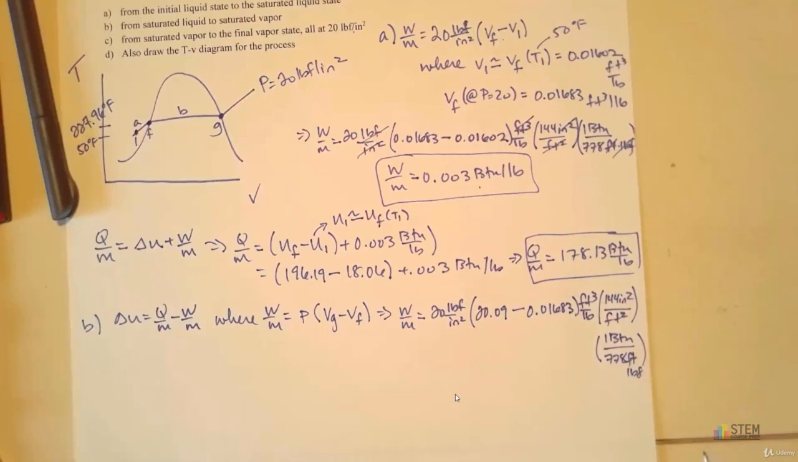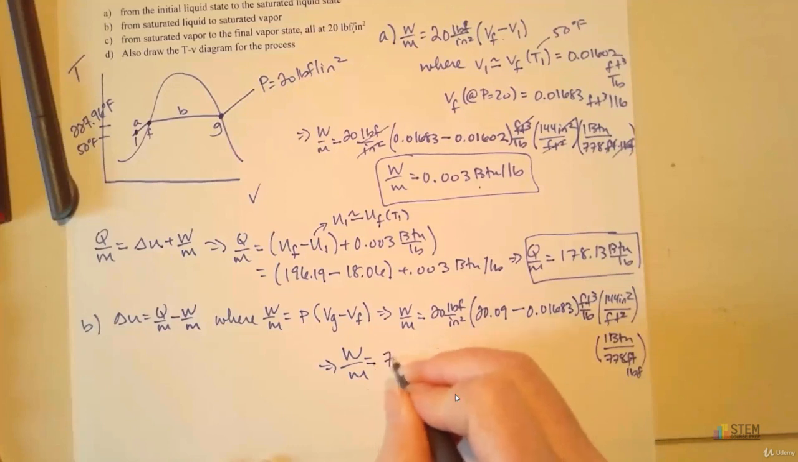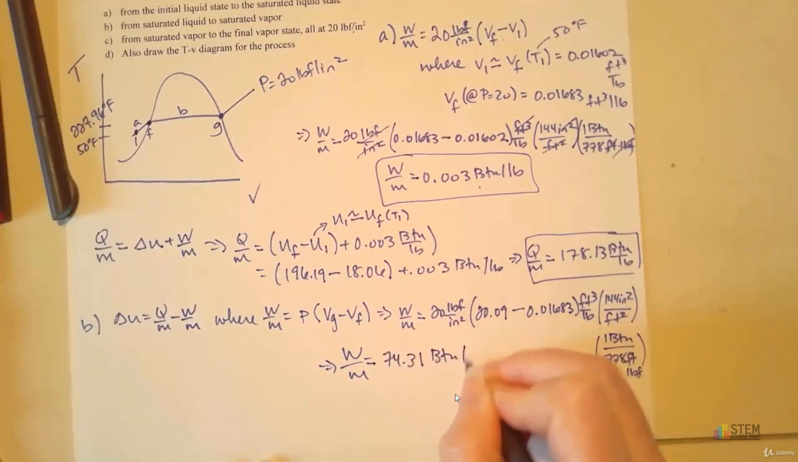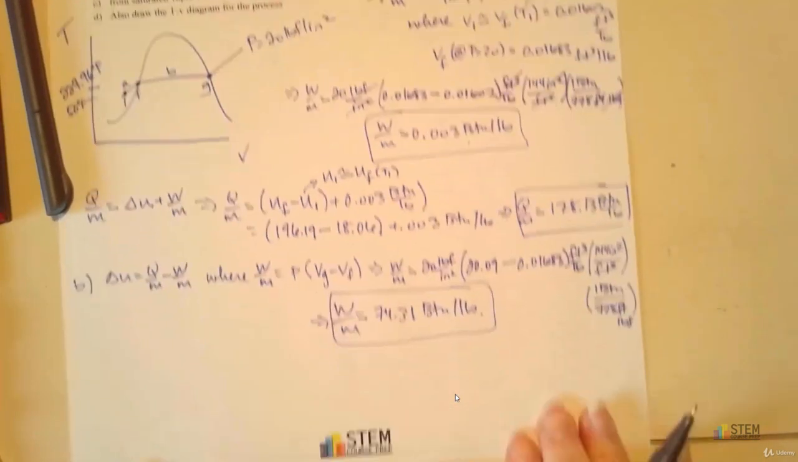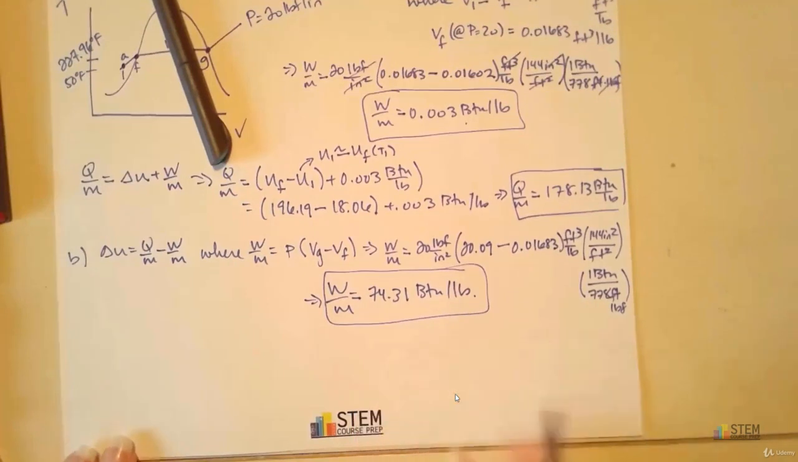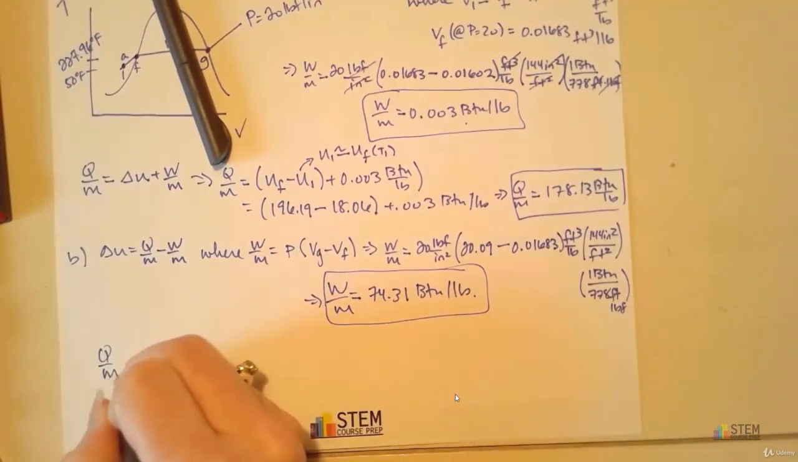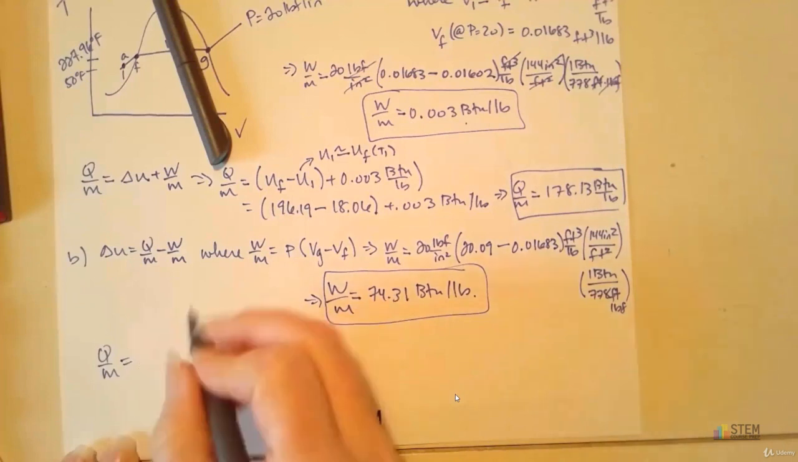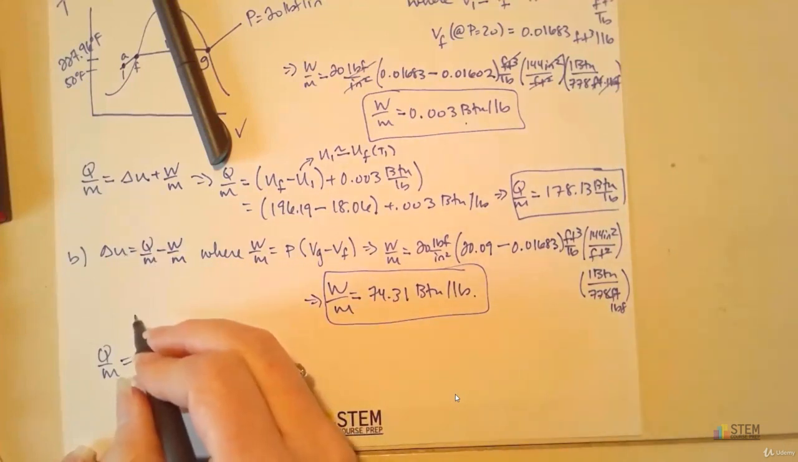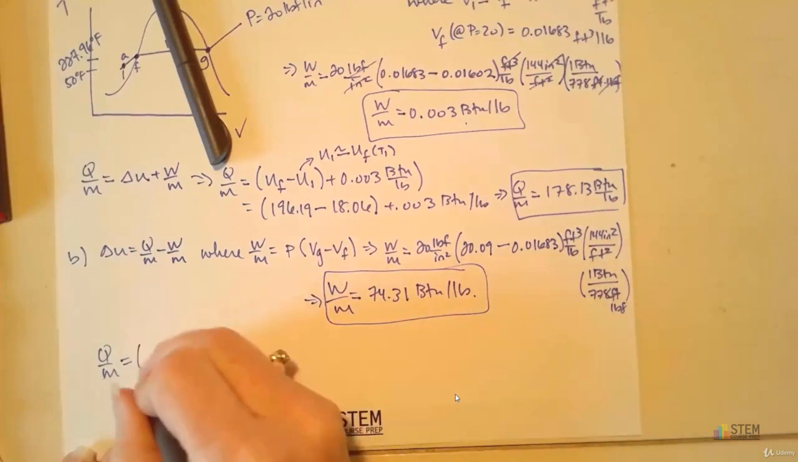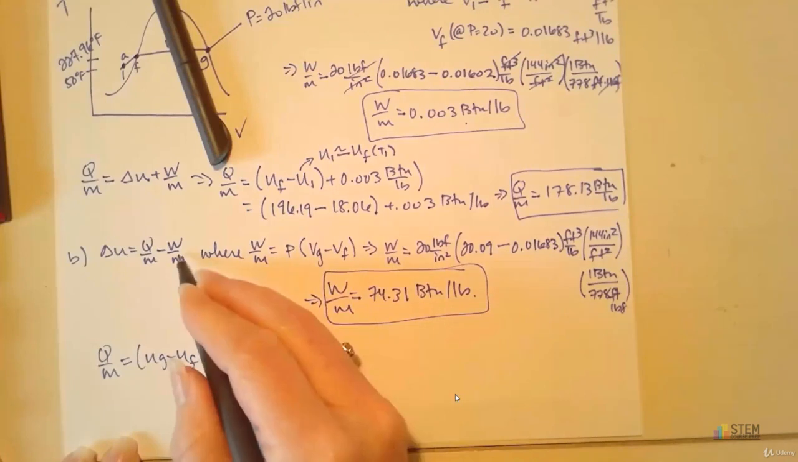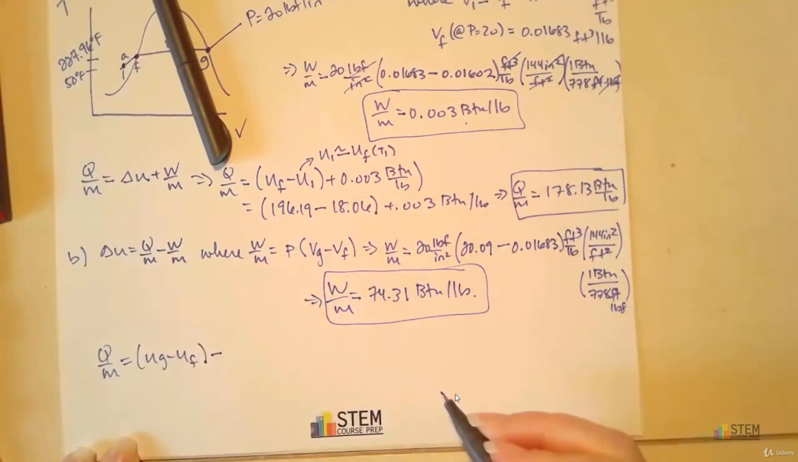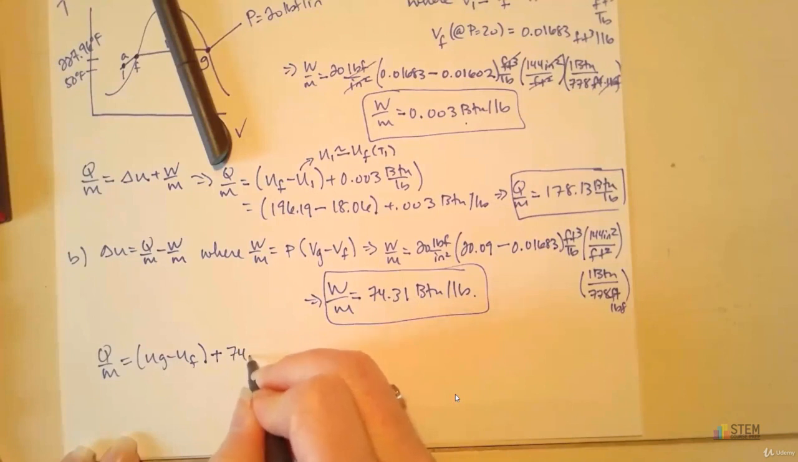Okay, so now you got that. And that'll give you a W over M of 74.31 BTU per pound. And then finally, for this part B, we need Q over M. Using this equation, you're just going to find U. So we need Ug minus Uf. And then you're going to have your work term here. So we're going to have plus 74.31.